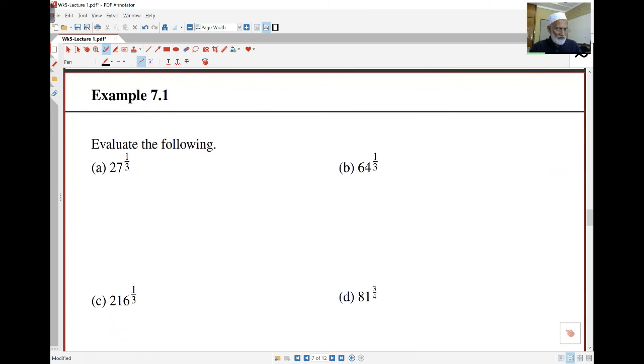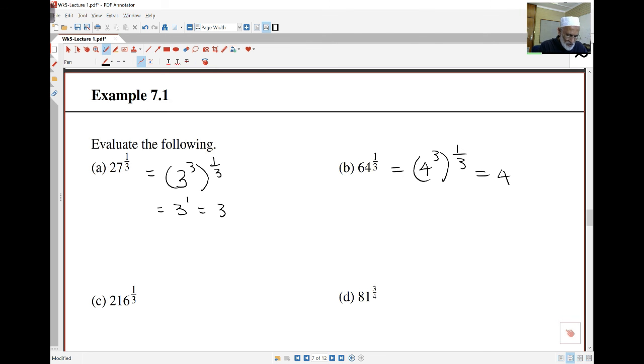So here are some quick evaluations. 27 to the third. To do this properly really requires me to write this 27 as 3 cubed and then to the third. And then when I multiply the powers here, a to the x to the y is a to the x times y. I get 3 times the third is 1. I get 3 to the 1, and that's equal to 3. Similarly, 64 to the third is 4 cubed to the third, and that is 4.